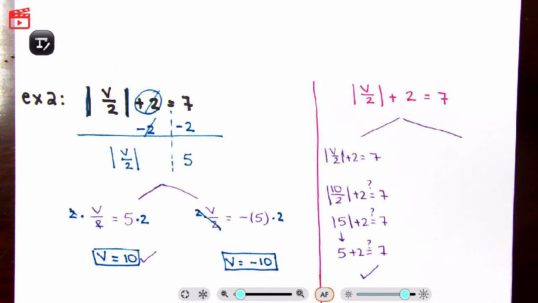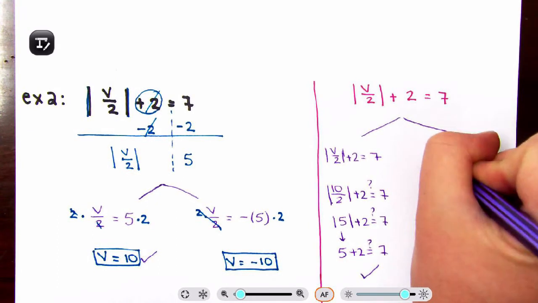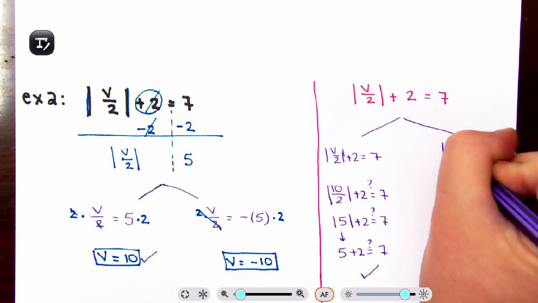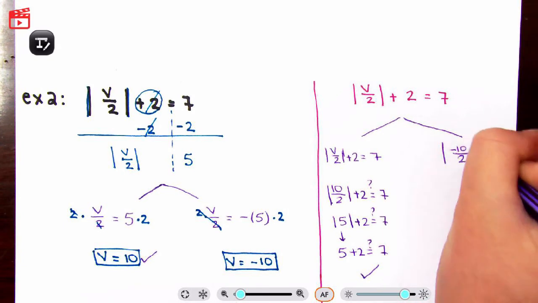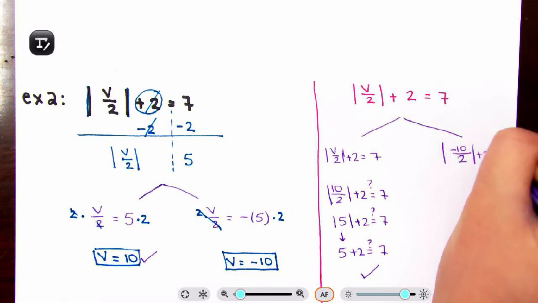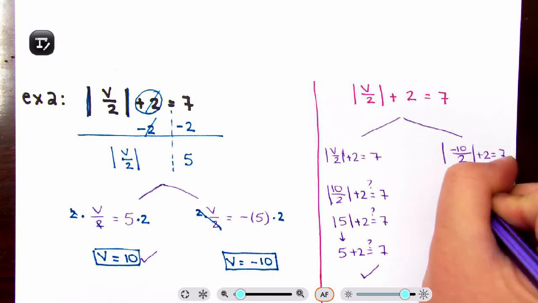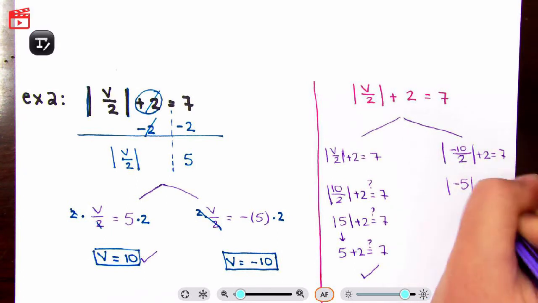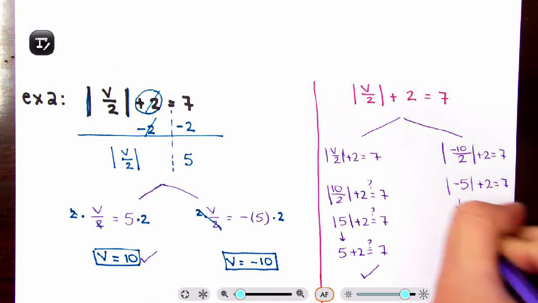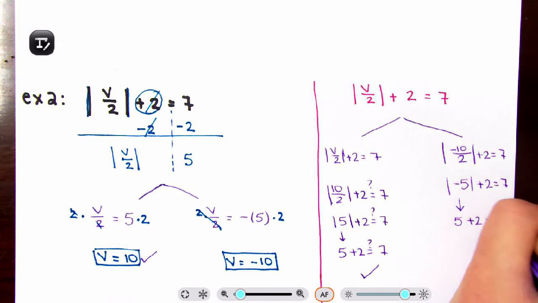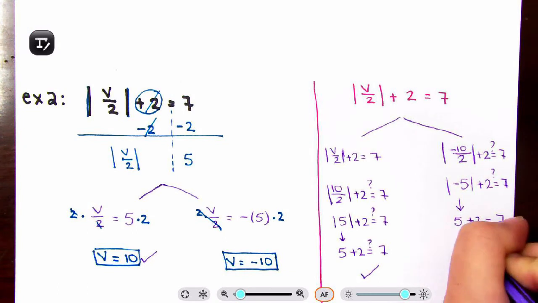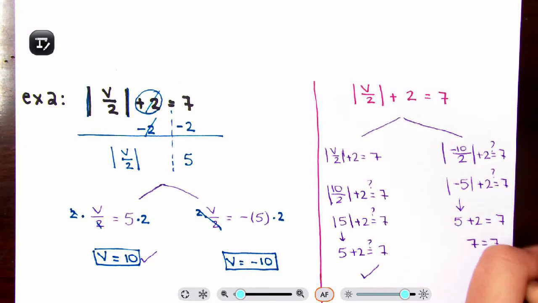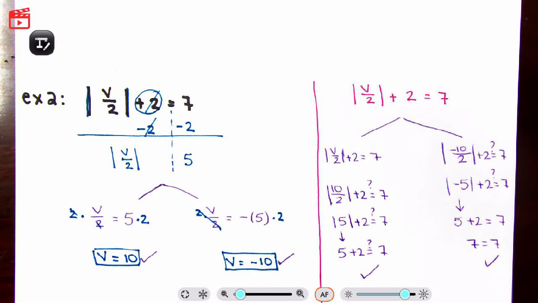Now let's check if we have more. So I'm going to plug in negative 10 for the value of v. Absolute value plus 2 is equal to 7. Negative 10 divided by 2 is a negative 5. Absolute value plus 2 equals 7. Absolute value of negative 5 is a positive 5. Plus 2 is perhaps equal to 7. Again, these are all questions because we don't know if it actually works. 5 plus 2 is 7. 7 is equal to 7. So therefore, our secondary answer of negative 10 is also a solution.